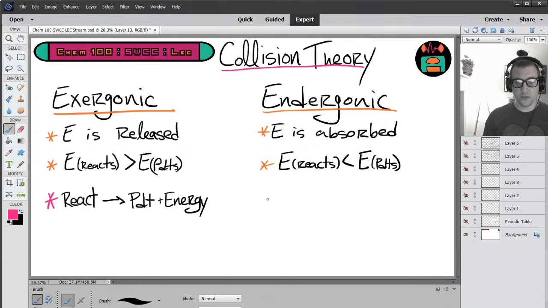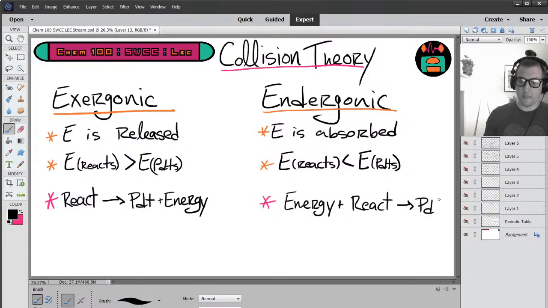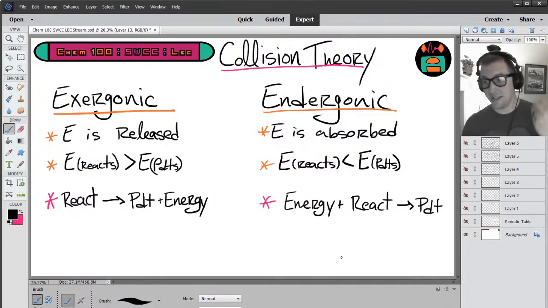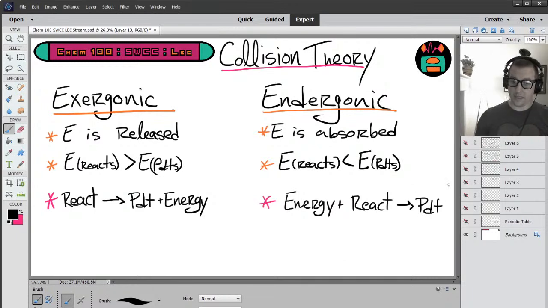The opposite is true for endergonic reactions. For endergonic reactions, energy, because it's absorbed, can be considered a reactant, a component of the reaction needed to get to the desired product. All right, so this is the breakdown between endergonic reactions and exergonic reactions.